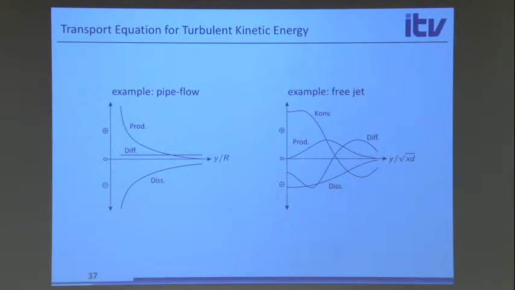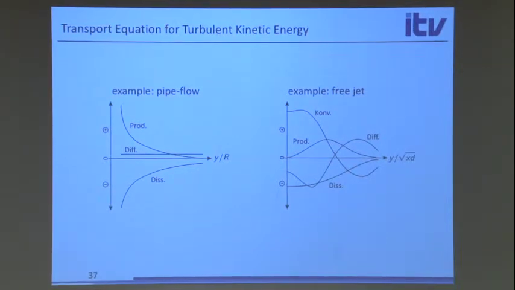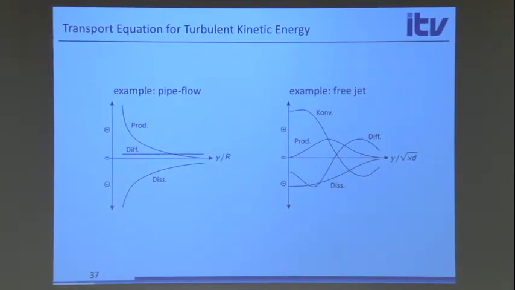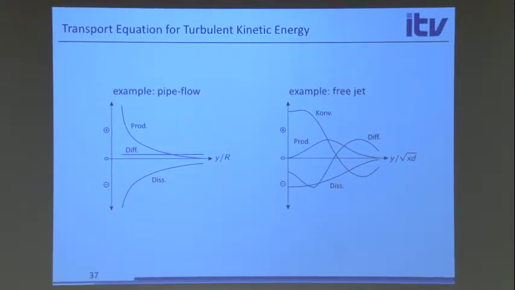And this here is a free jet. In the free jet, this here is the radial direction, and this is the center line. And then the production, so this makes more sense here. The production of turbulence is highest in the shear layer. If you have a free jet, the highest shear is not on the center line, not really far away, but somewhere in between. You have a high shear region.